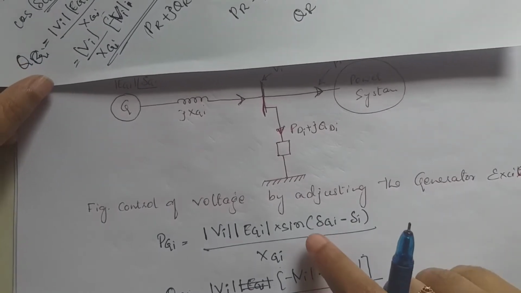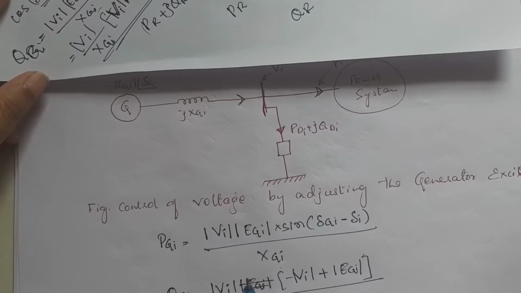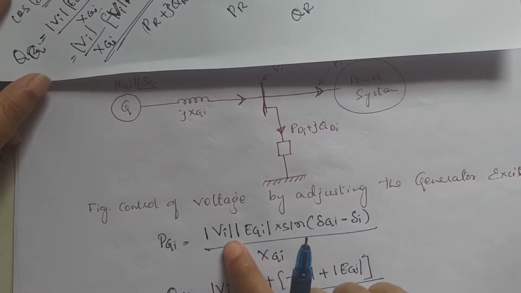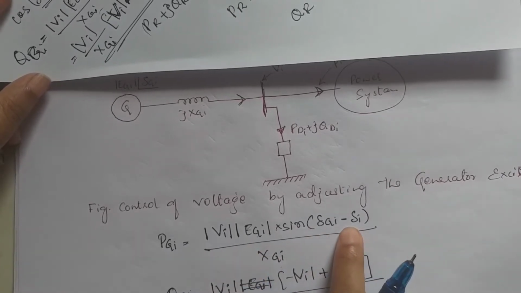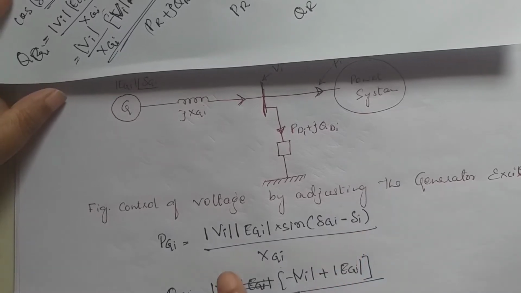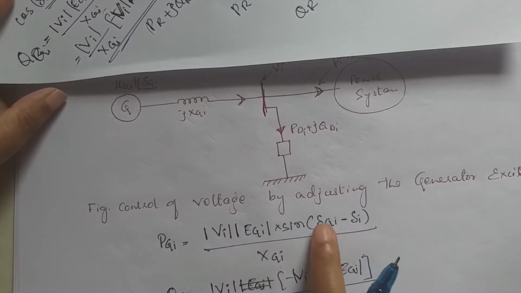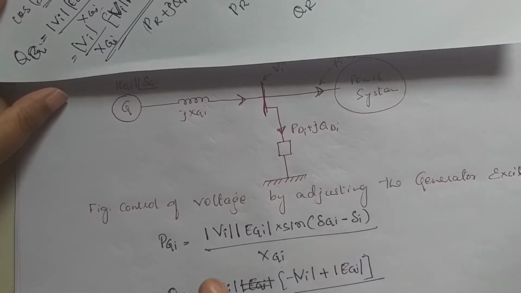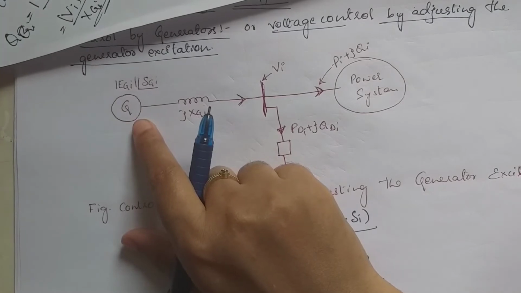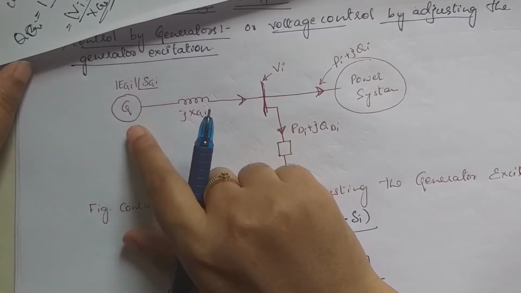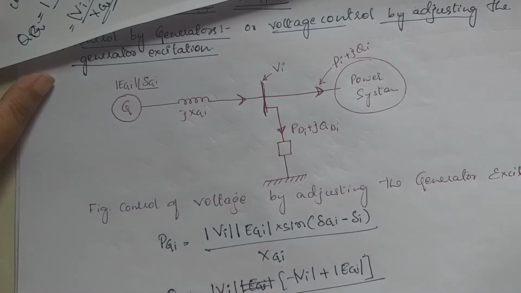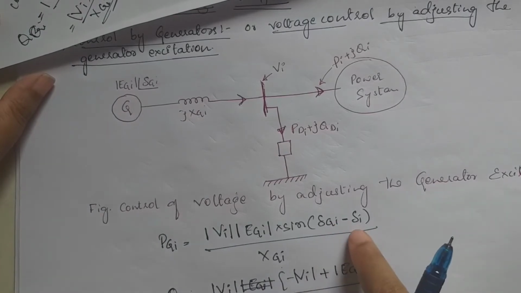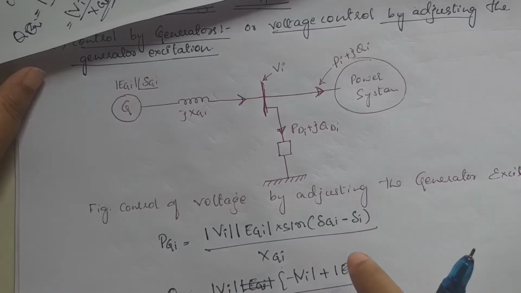Here Pgi as well as Qgi and Vi at an angle delta I are given by the load flow solution, thereby Egi and delta Gi minus delta I can be calculated. Practically, by adjusting the generator excitation and the generator setting, Egi as well as delta Gi minus delta I can be calculated.